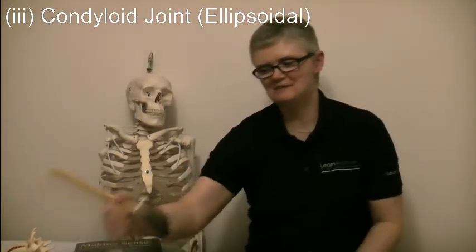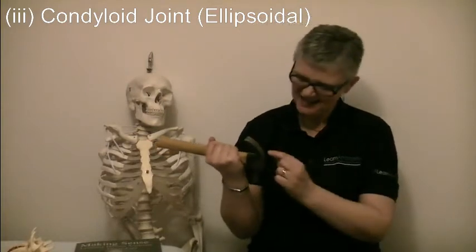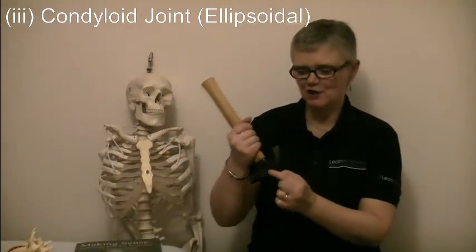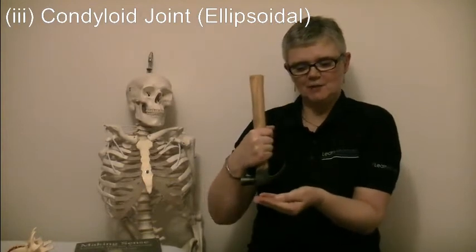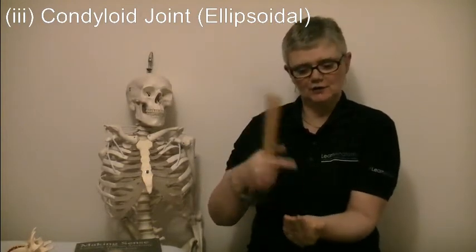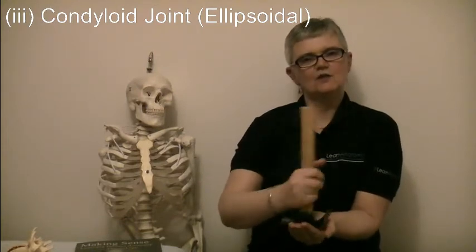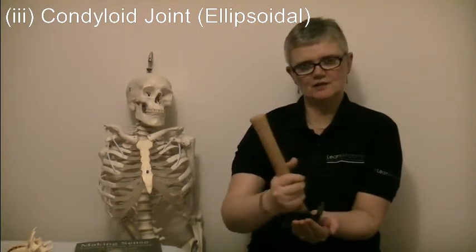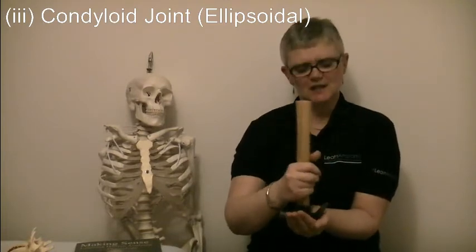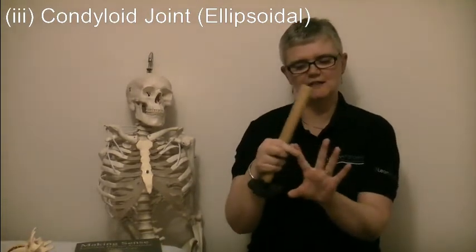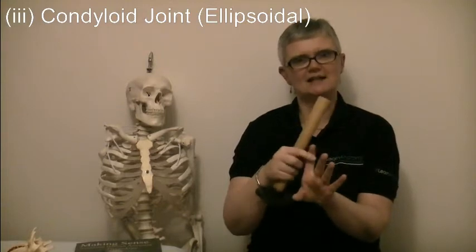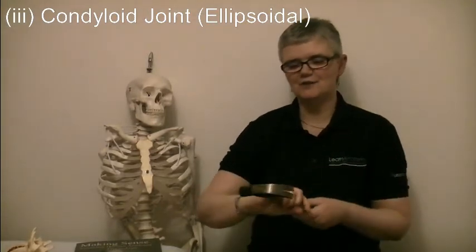So to help me remember that, I've got a hammer, and my hammer has a sort of oval surface to it. So if I cup my hand so I have an oval surface in here, you can see there's almost like a hinge, almost like a ball and socket, a bit of a combination. It gives small amounts of side-to-side movement, but also acts like a hinge. So that will help me remember my condyloid joint, my hammer.